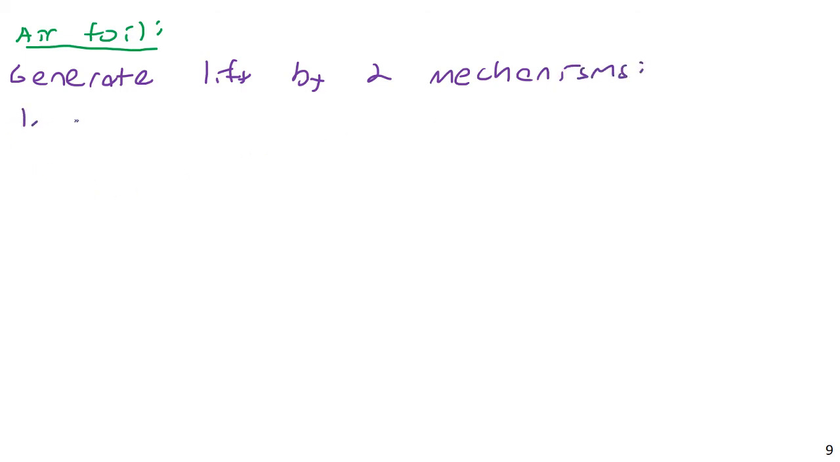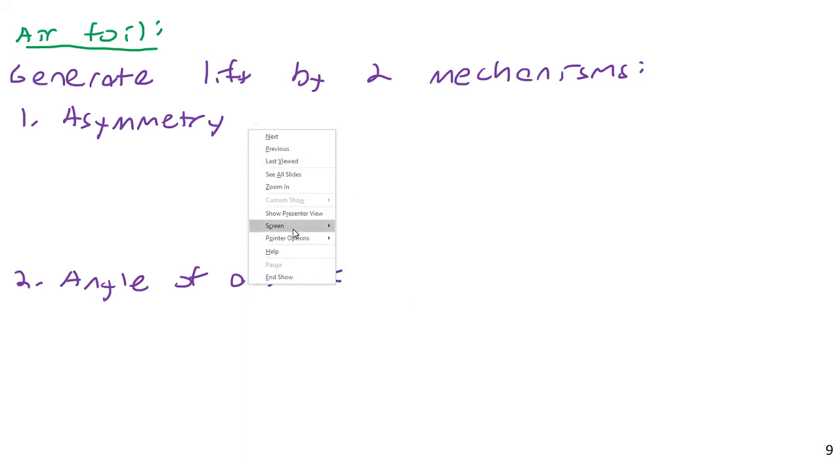So the first one is going to be asymmetry. And the second is going to be angle of attack. They generate lift through two different methods. Again, asymmetry is going to force velocity changes along the length, and that can affect pressure, etc.